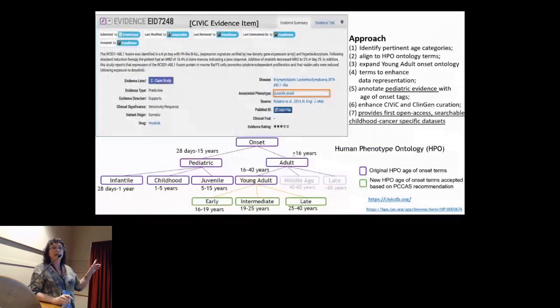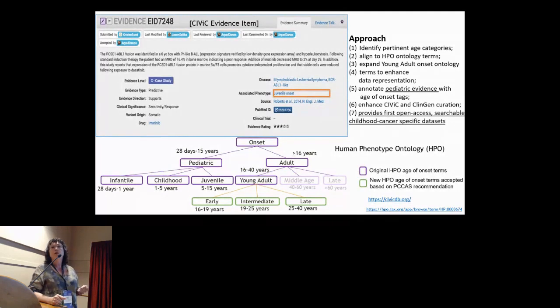This is the CIViC database. I just pulled out part of one of their pages. These are called evidence items, and what you're seeing here is how the various information is pulled out of the literature by the curators. What I'm showing you at the bottom is that in this working group, we identified the age of onset as being a very critical factor. At that point, even just 2 years ago, we couldn't query the cancer variant data by it.